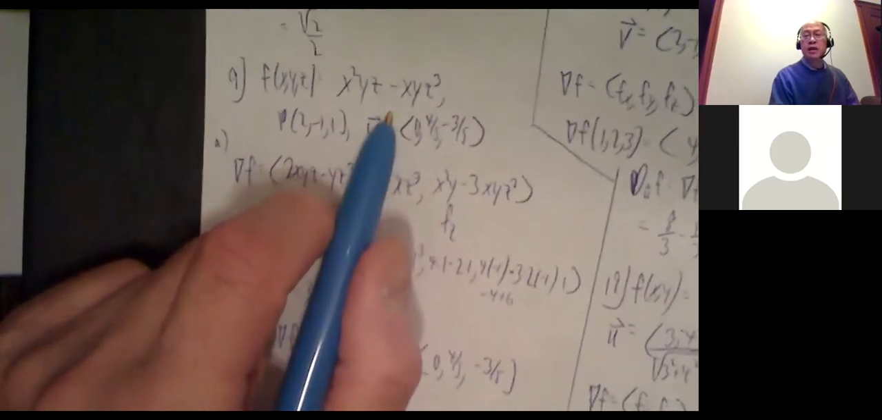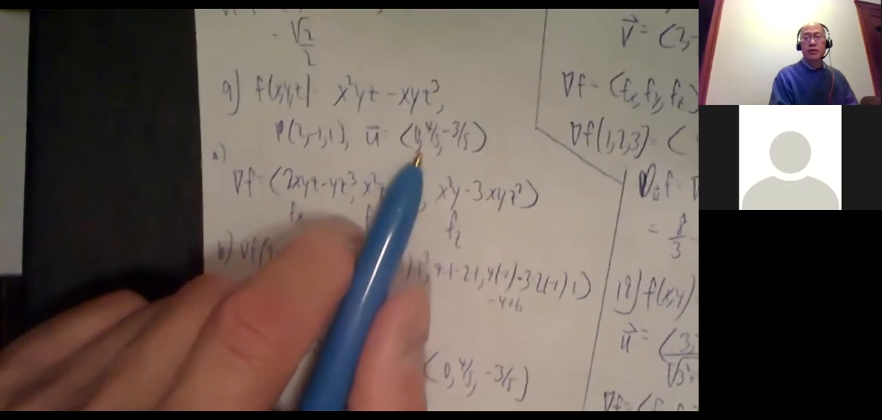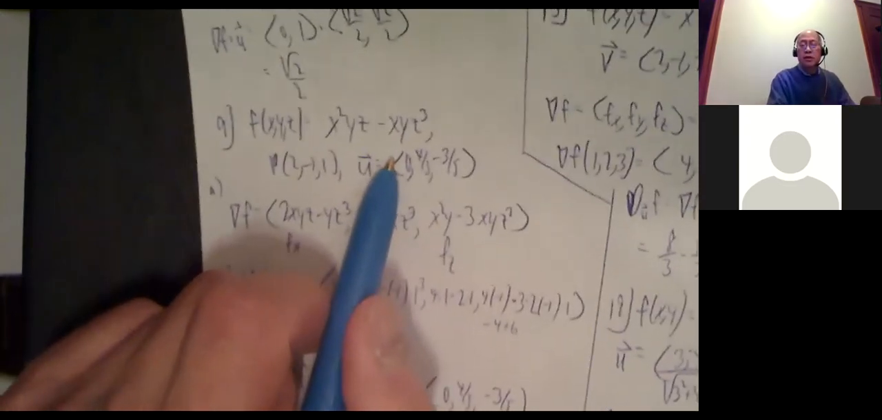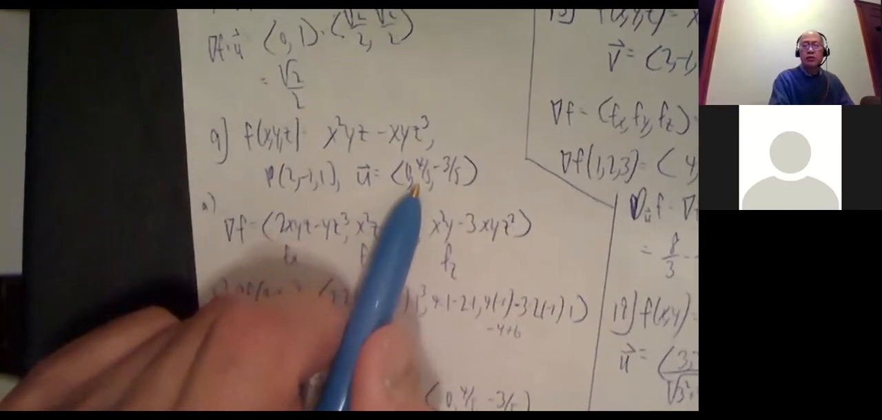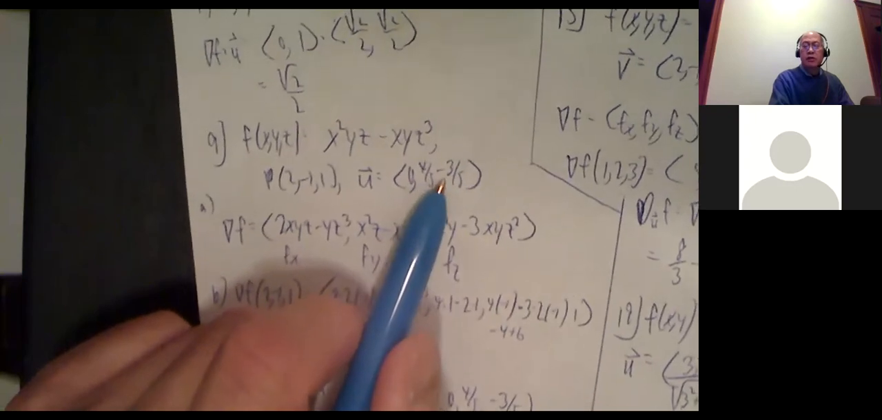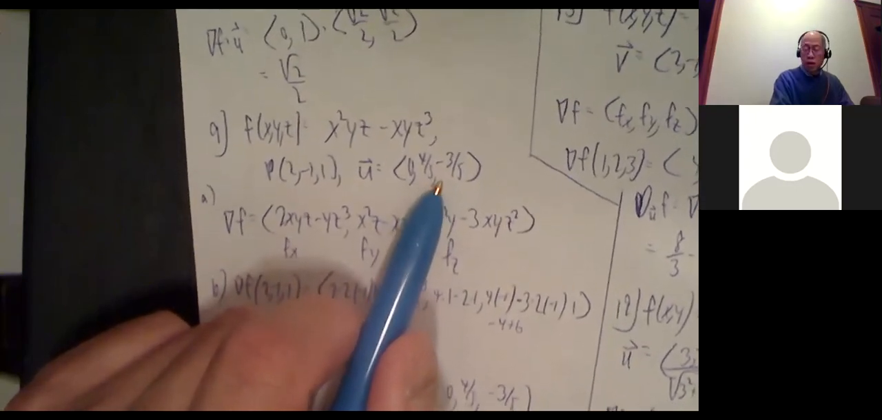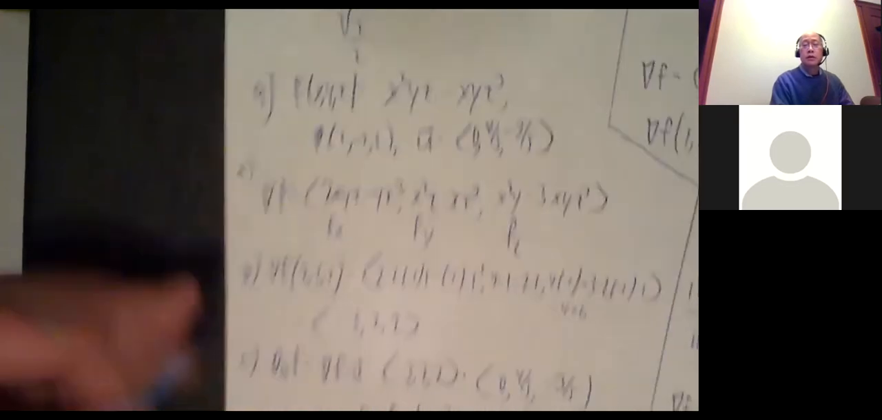Okay, f of x, y, z is x squared yz minus x, y, z cubed. Here's the point. There's a unit vector. Quick double check. If you square each of these, 0 squared is 0. 4/5 squared is 16 over 25. Negative 3/5 squared is 9 over 25. 16 over 25 plus 9 over 25 is 1. Square root of 1 is 1. So it is indeed a unit vector. Its magnitude is 1.